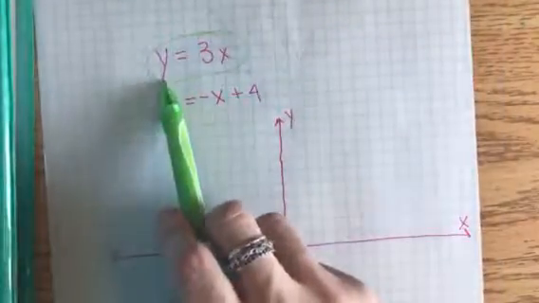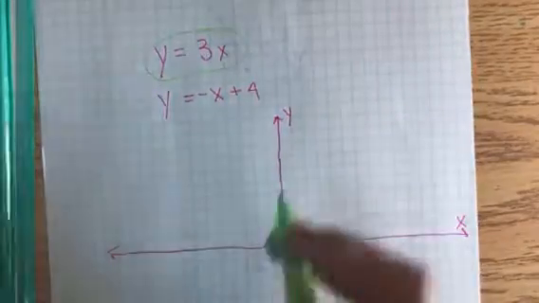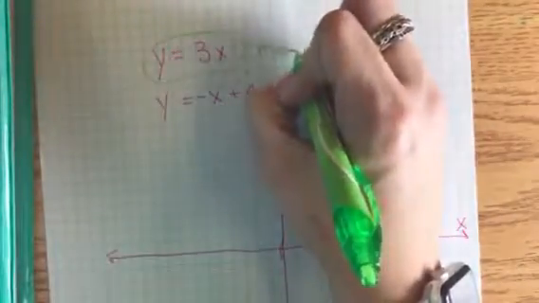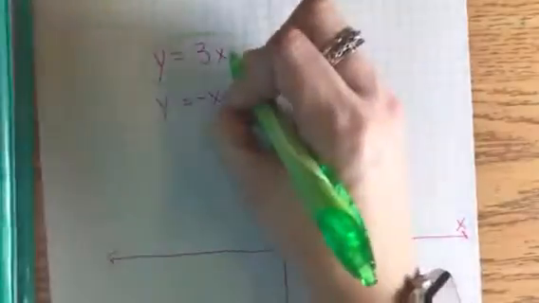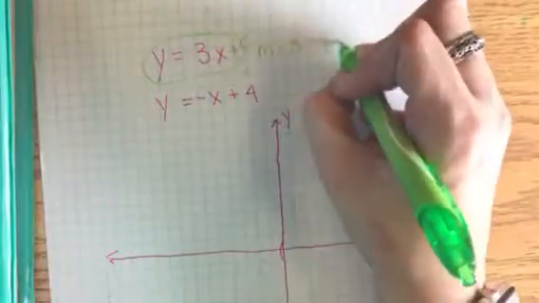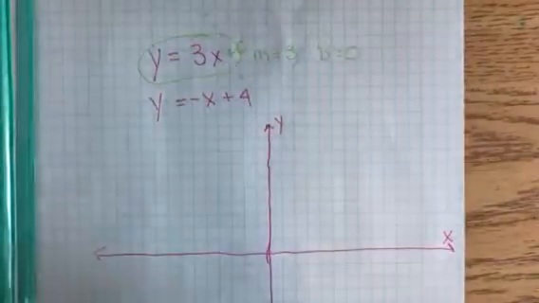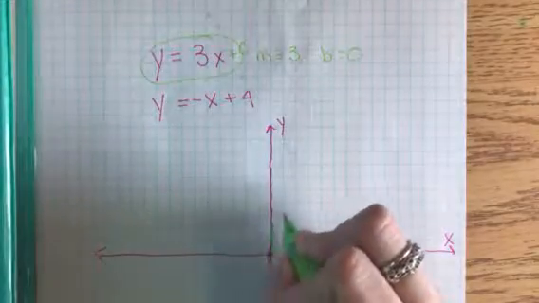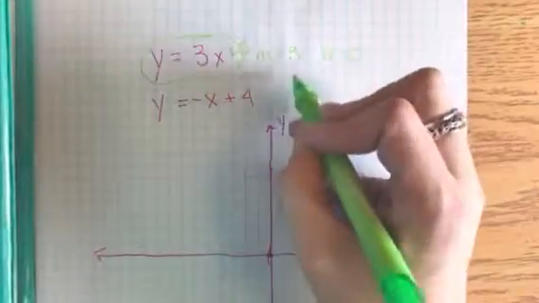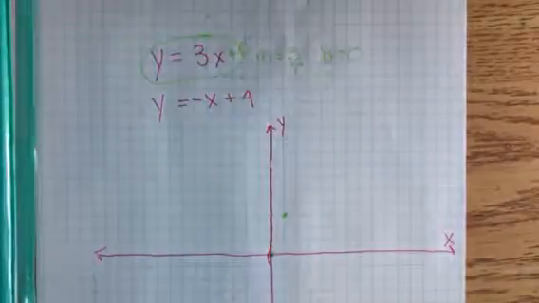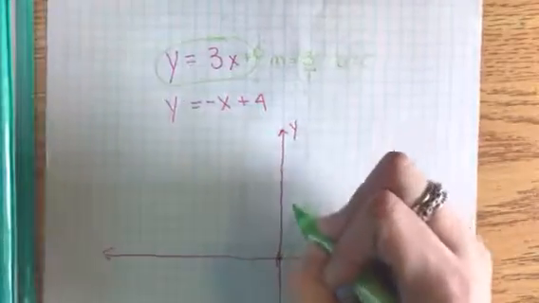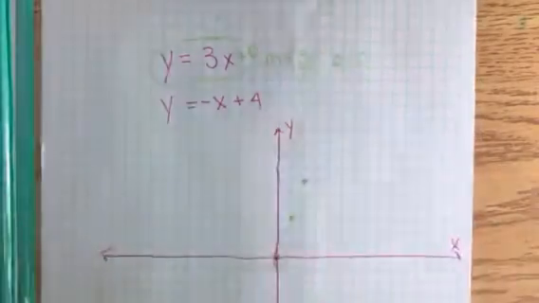So if we look at this top equation, y equals 3x, we know that our m is 3. Now, we don't see a b, but this really says plus 0, so our b is going to be 0. So we're going to start at 0, and then we're going to go up 3 over 1, because that's a fraction. So when we do this, we want to give ourselves enough points.